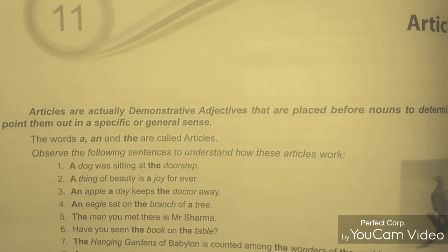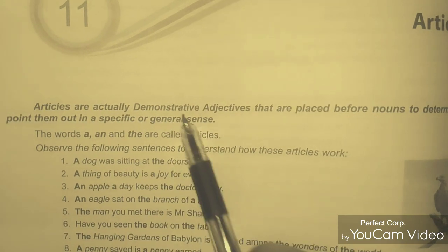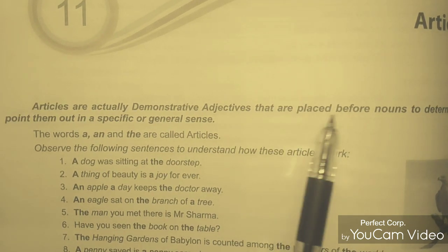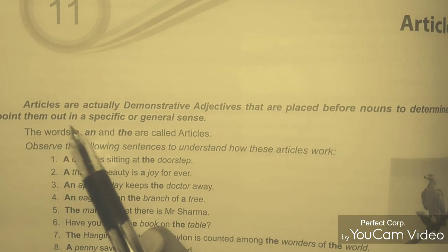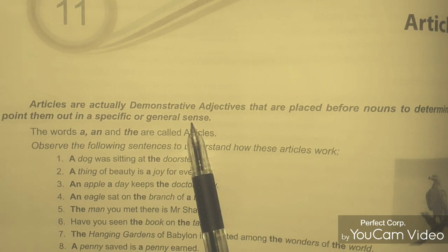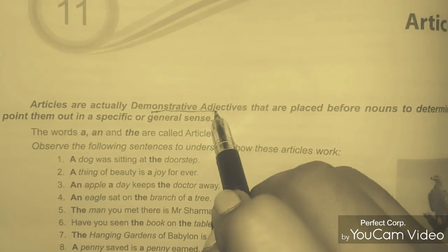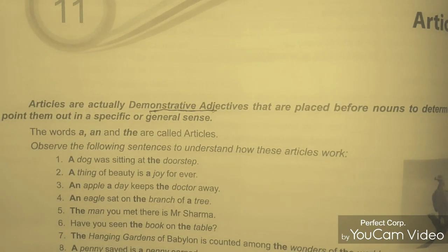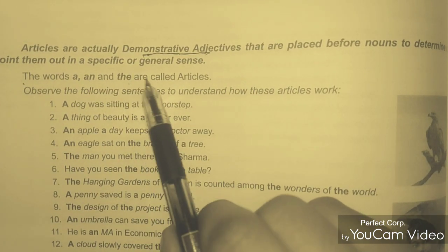Articles. So what are articles? Articles are actually demonstrative adjectives that are placed before a noun to point it out in a specific or general sense. Demonstrative means pointing out: this, that. So a demonstrative adjective and article should be placed before nouns, like the words a, an and the, which are called articles.